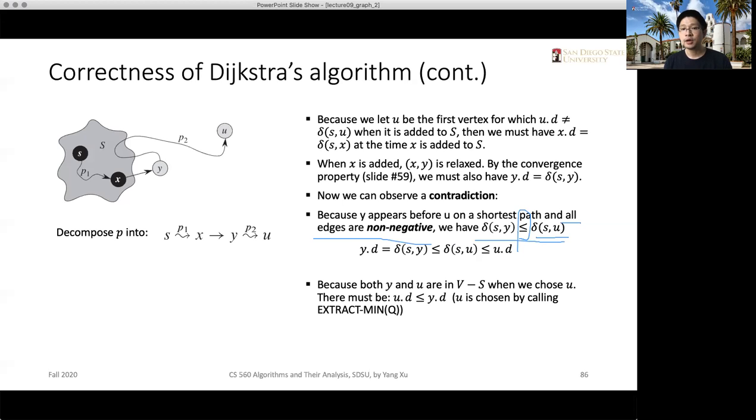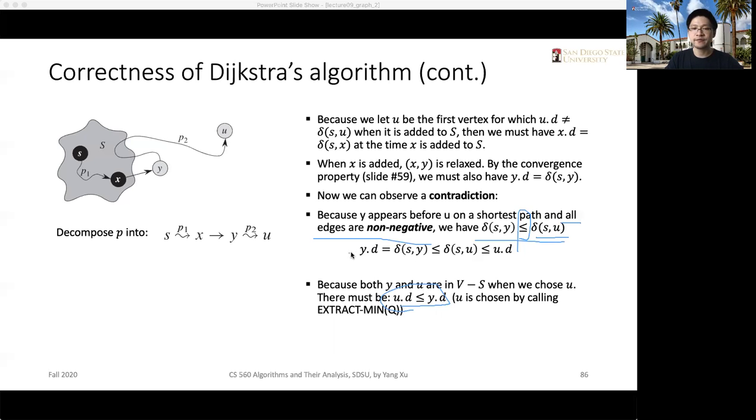Both y and u are in the remainder, right? Both y and u are outside the set, outside the gray region. So when we choose u, the d value of u must be smaller than or equal to the d of y, because when we extract the minimum element from the queue Q, it must be the u element that is extracted. So the d of u must be smaller than or equal to the d of y.